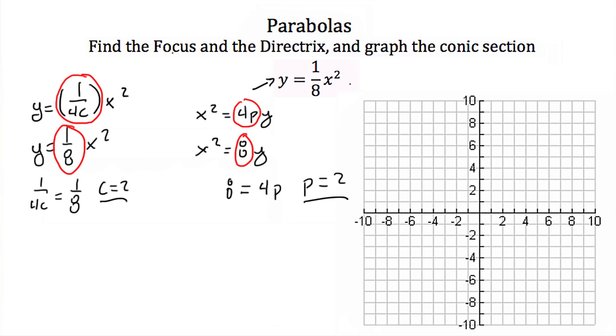Now to find the actual location of both of these, we're going to need to draw our conic section. Looking at our original equation, it is x that is squared, so that means that this is going to open in either the positive y direction or the negative y direction. Going back and looking at our c term or our p term, whichever one you use, these are both positive. So that means we're going to open in the positive y direction. So our parabola will be shaped like this.